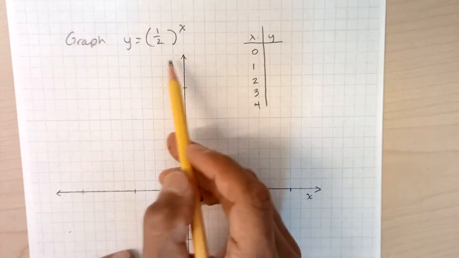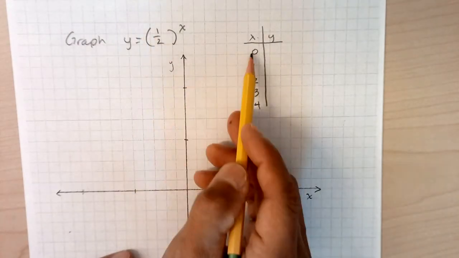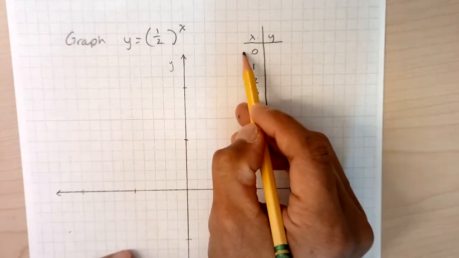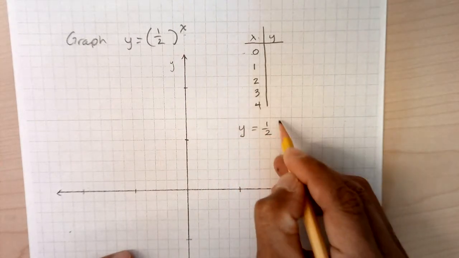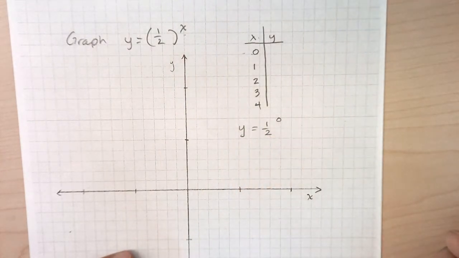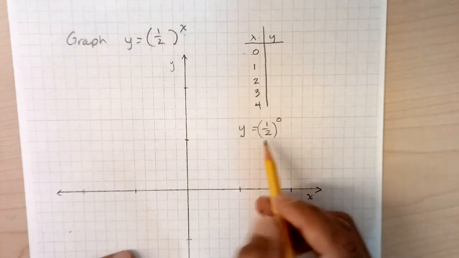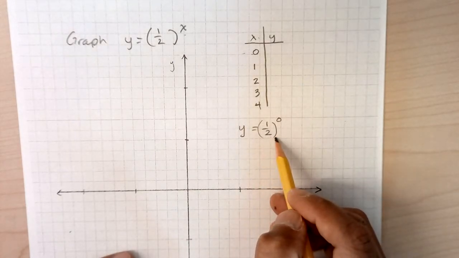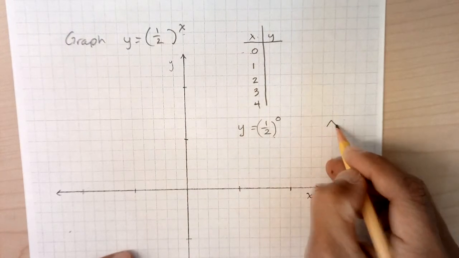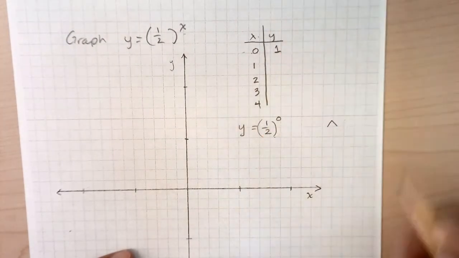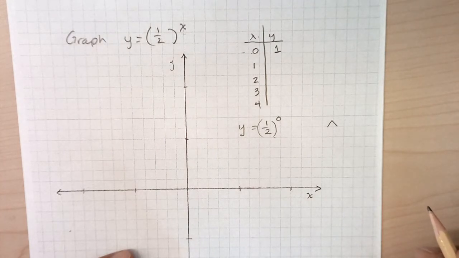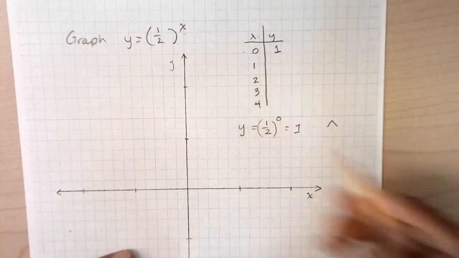But now I'm going to evaluate this function first when x equals 0. So I'm going to plug in 0 for x into the function, y equals 1/2 to the 0 power. If you do that on your calculator, you probably want to put the 1/2 in parentheses, and then remember this is your exponent button on your calculator. What you should get is 1. So when x is equal to 0, y is equal to 1.